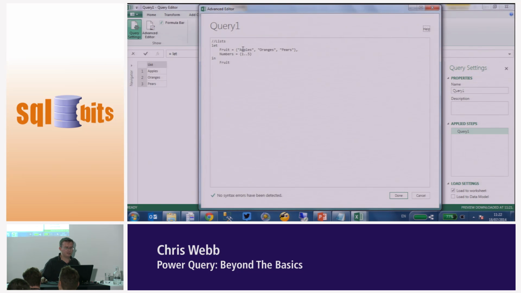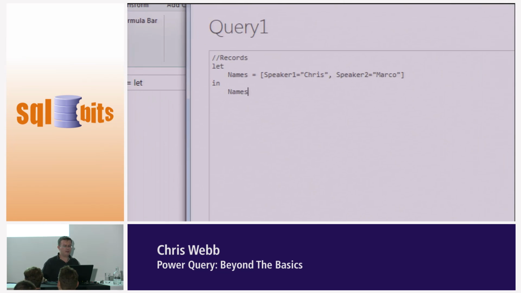So a record is kind of what it implies. It's rather like a table with just one column in it. So here I've got a record with 2 fields, speaker 1, which is Chris, speaker 2, which is Marco. Like I said, it's just like a table with 2 columns in it, but 1 row. The first column is called speaker 1, the second column is called speaker 2.